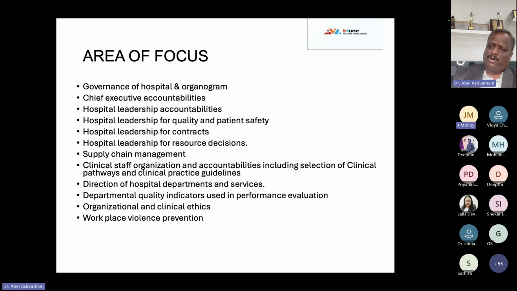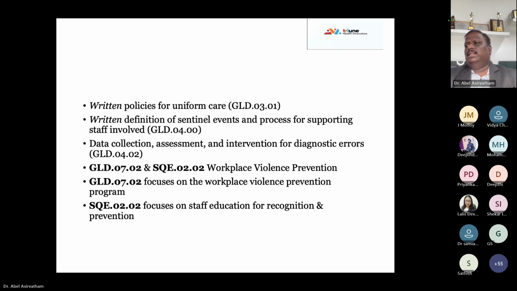Most importantly, again and again, this thing will come again in SQE also. We saw it in another place also. Workplace violence prevention is very, very important. We need to give a lot of importance to that. Then written policies for uniform care, written definition of sentinel events and process for supporting staff involved. Your sentinel event definition needs to be very clear, including within how many days the RCA will be completed.